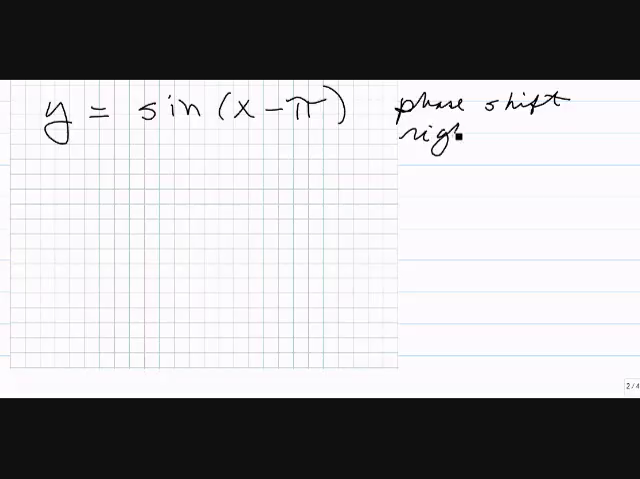Y equals sine of x minus pi. This one is a phase shift. It's minus pi, so that means I'm going to go the opposite direction. I'm going to go to the right, pi units.